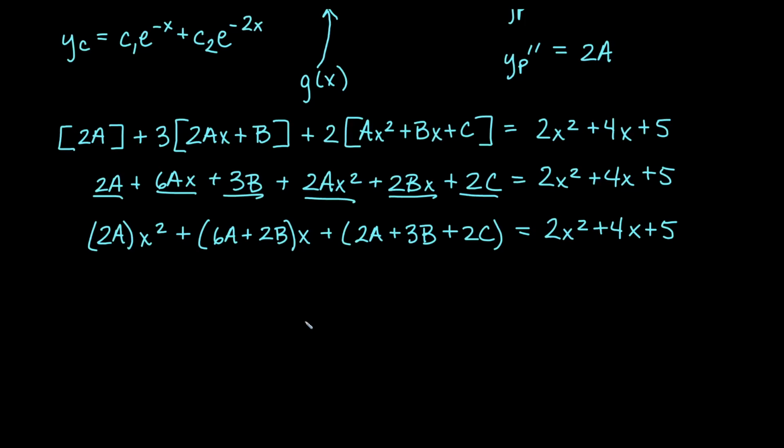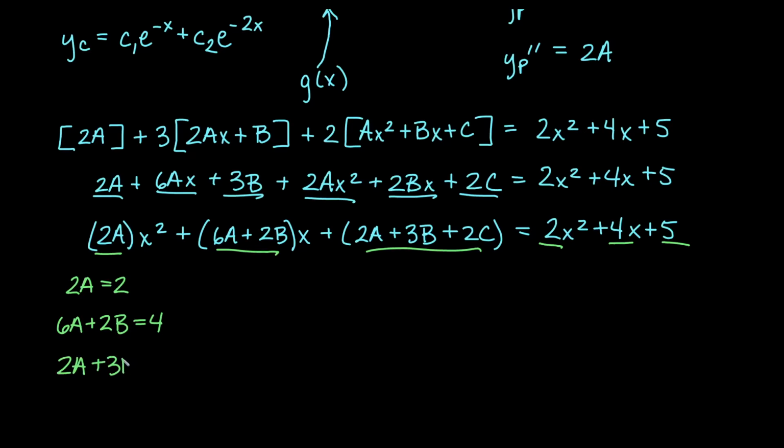And so now we will compare the coefficients, right? So this here says that 2a should equal 2, so we have that, 2a is equal to 2. And this says 6a plus 2b needs to equal this amount of x as well. So 6a plus 2b is equal to 4. And our constants should be the same on both sides. So 2a plus 3b plus 2c is equal to 5. So we'll just go in order of least amount of unknowns to greatest amount of unknowns.